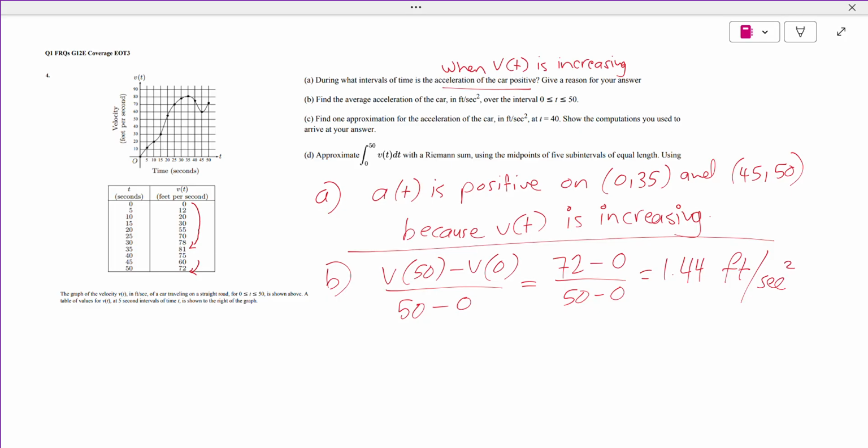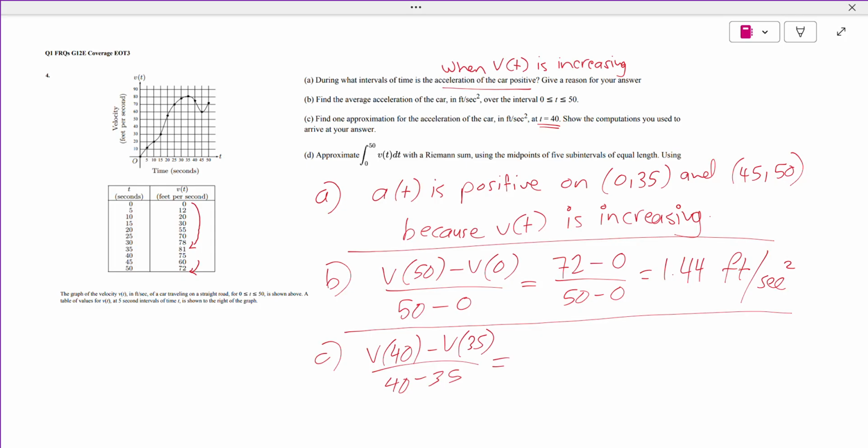This is part B. Well, part C says find the approximation for the acceleration of the car, okay, at t equals 40. Okay, show the computations you used to arrive at your answer. Now, if you look at 40 is there in the table. So you can use the interval 35 to 40, 40 to 45, whatever, right? So you can use any of the intervals. So how about using v of 40 minus v of 35 over 40 minus 35.